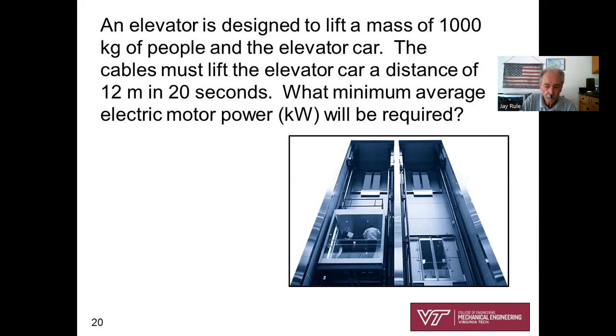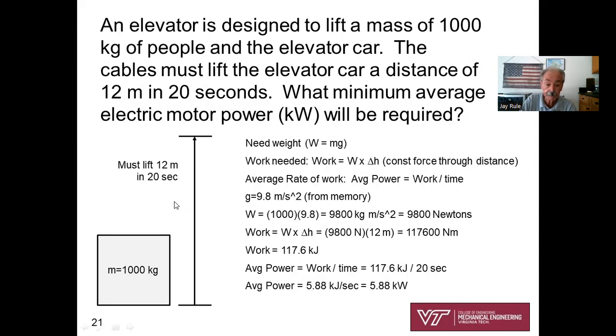Okay, what would be the approach? What would your solution look like if this was your quiz question? Well, here's a sketch. I'm showing 1,000 kilograms, closed system. It's just a fixed mass. I've shown it must lift 12 meters in 20 seconds, and I've shown an arrow and a distance. That's a decent sketch, okay? I need the weight. I need to transform the mass into a weight. You're probably pretty good at that. We don't need to show you how to do that.